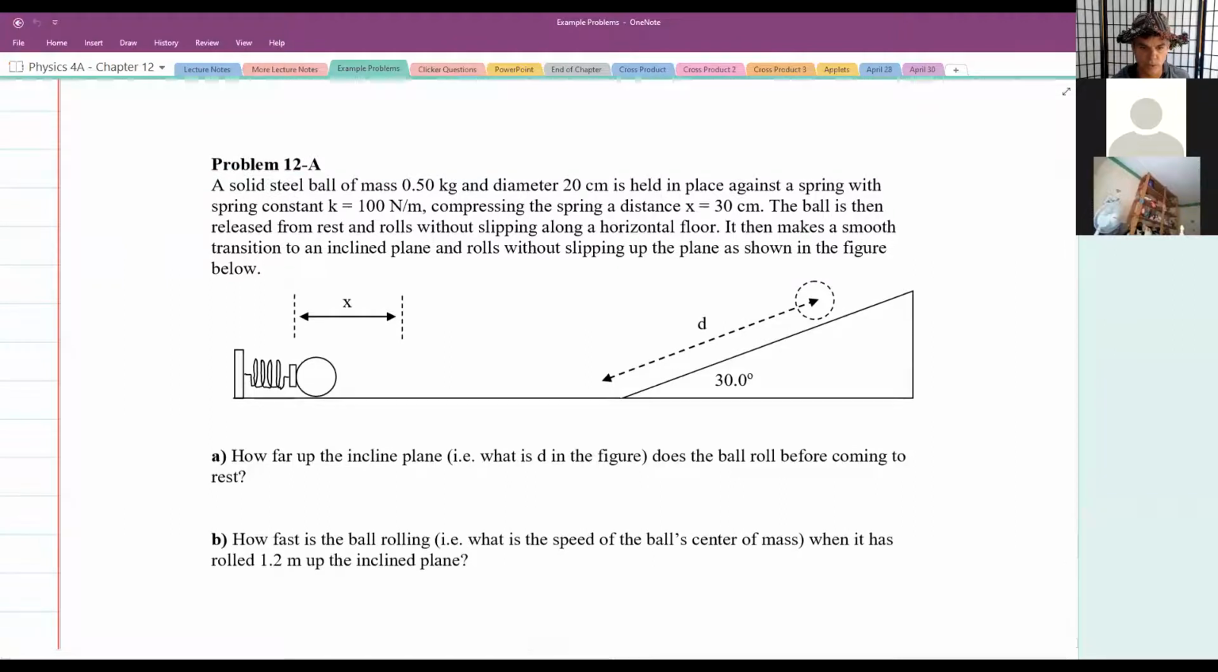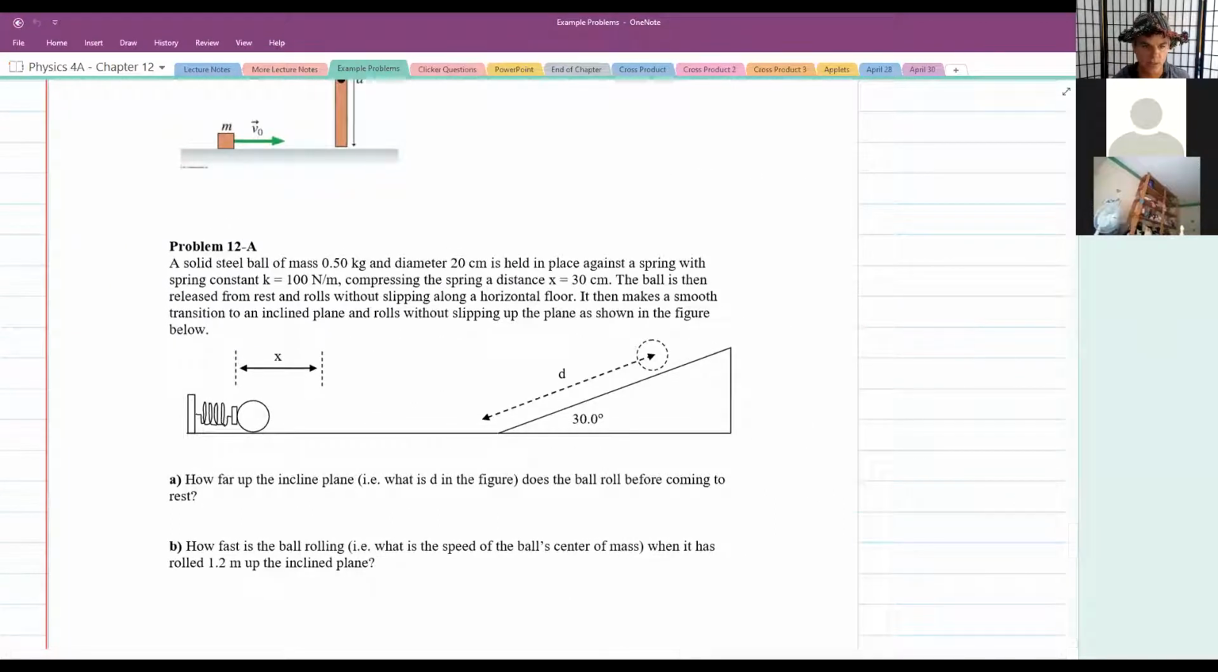Let's do just problem 12a. A solid steel ball of mass 0.5 kilograms and diameter 20 centimeters. Keep in mind, this means that the radius is 10 centimeters, is held in place against a spring with spring constant 100 newtons per meter, compressing at a distance of 30 centimeters.